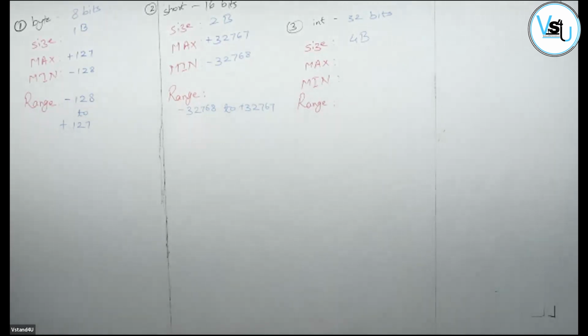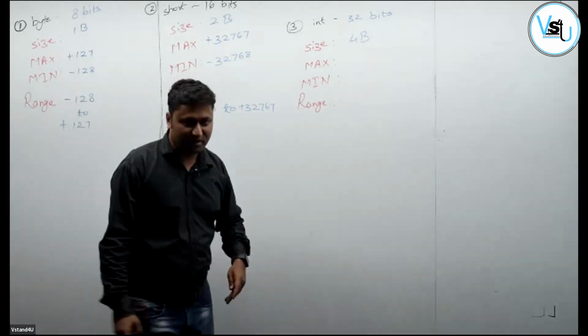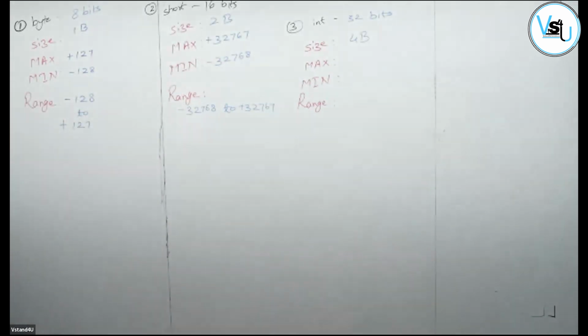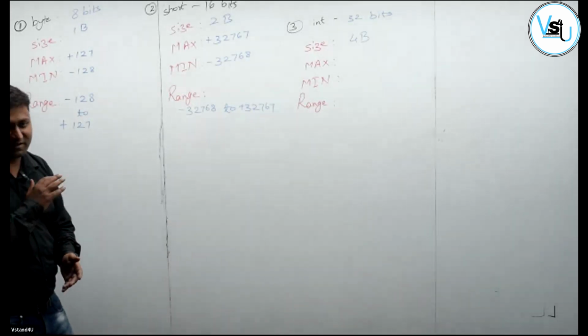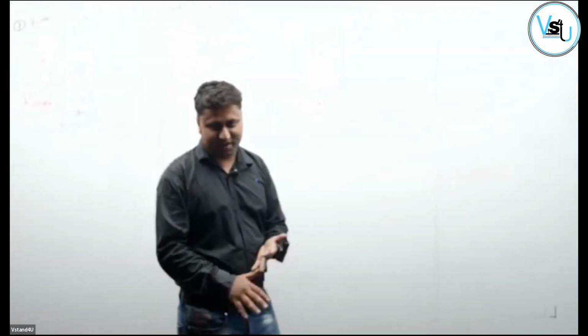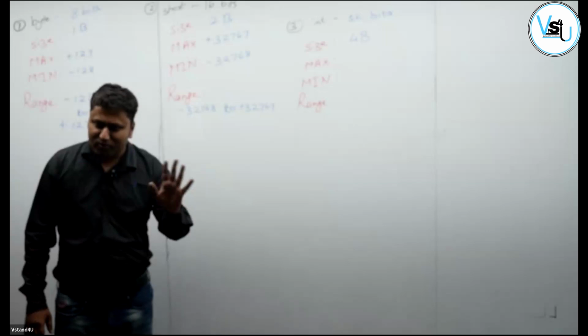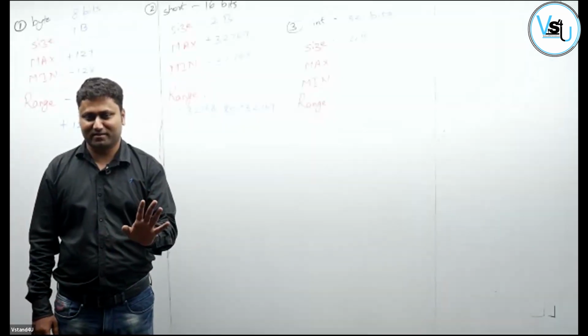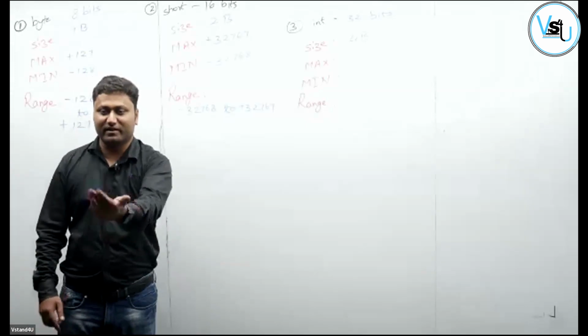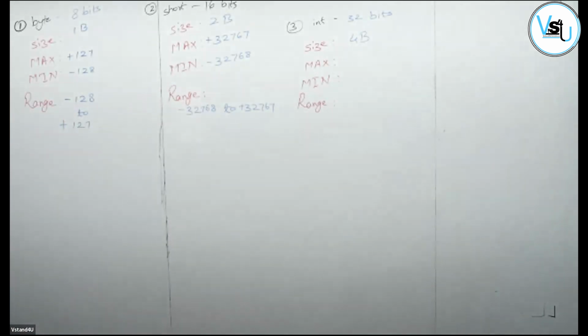Okay, let me hear from here. Maximum for int is 2147483647. Minimum is minus 2147483648. Good, I'm happy that you still remember it. Not rocket science, we have done good practice on that. We will do it with you also, let's see whether you remember or not.